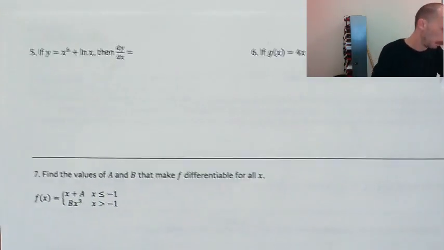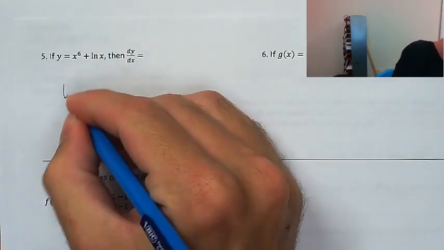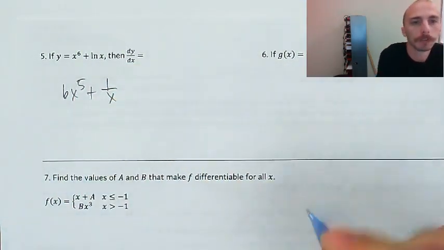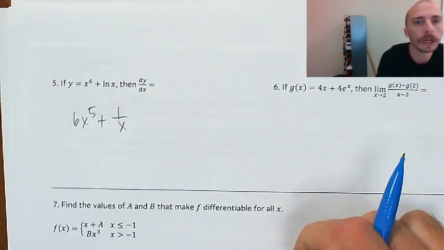All right, and number 5, we're going to just take the derivative using the power rule, so 6x to the 5, and then I guess we just need to know what the derivative of log x is. That's 1 over x. Okay, that's a fact that if you don't know it yet, get to knowing it.